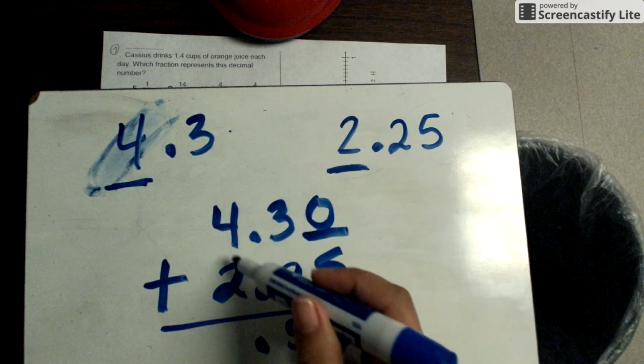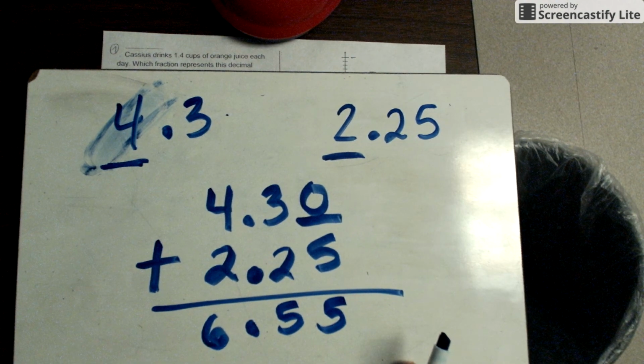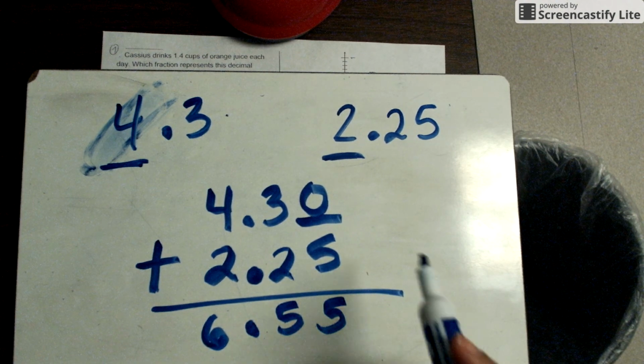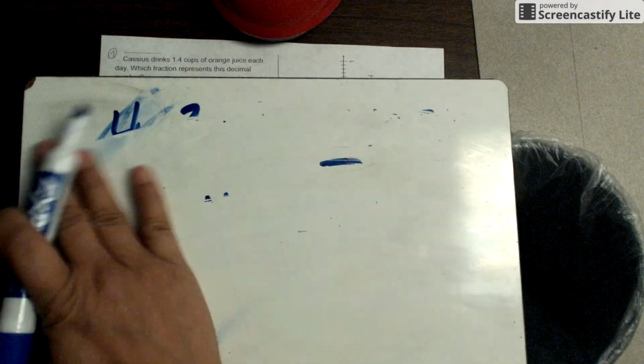0 and 5 make 5, 3 and 2 make 5, 4 and 2 make 6, and my total would be 6 and 55 hundredths. The trick to adding and subtracting decimals is to make sure you line up your decimals. Okay, so make sure that you're lining up those decimals.